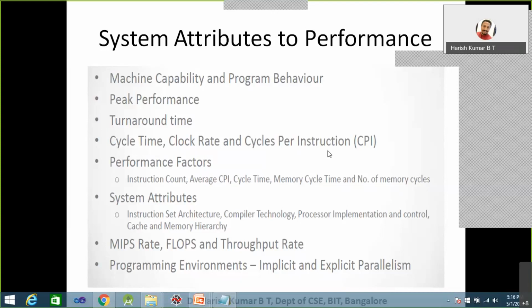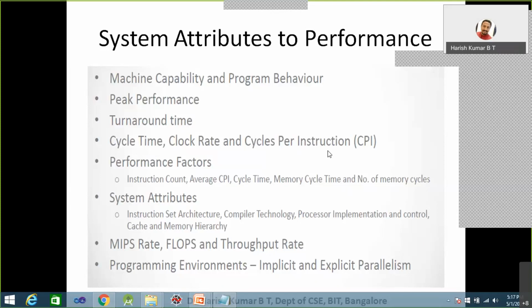Let me take a simple example. I've written a program with 10 instructions. Among these 10 instructions, let me assume 4 are arithmetic instructions, 4 are logical instructions, and 2 are memory reference instructions. Now to execute one arithmetic instruction, let me assume I require 4 clock cycles, to execute one logical instruction I require only 1 clock cycle, and to execute one memory reference instruction, it requires 5 clock cycles.